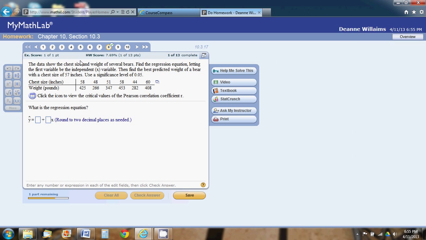We're going to look at calculating regression lines. Here we have some data that matches up chest sizes of bears with their weights. And we want to see if a regression line is going to be a good predictor of weights if we know the chest size of bears.